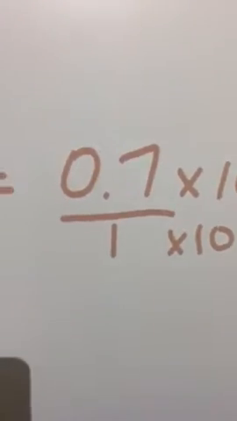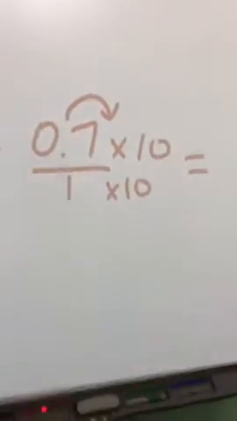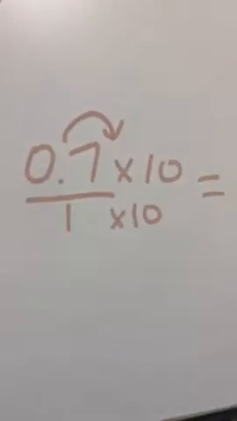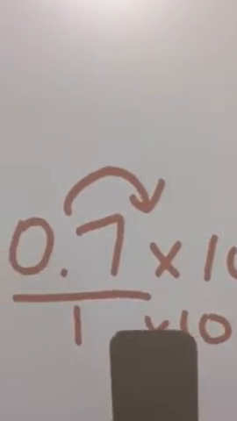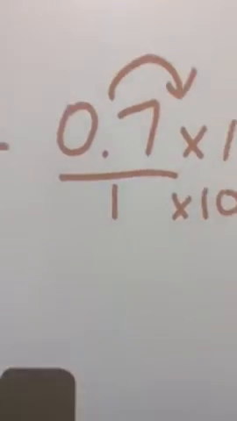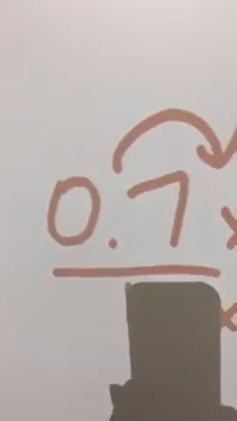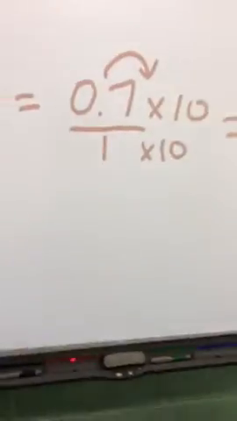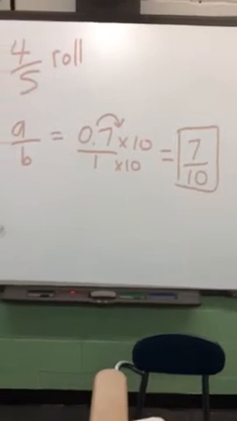And we know that when you multiply by 10, you move the decimal point 1 place over to the right. So, something we did last year. That's going to be 7 over 10. So the answer is 7 over 10. All right?